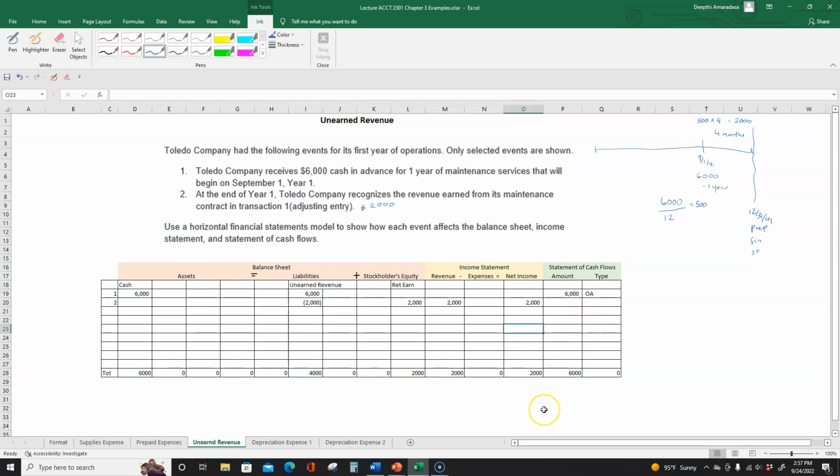Does this affect the statement of cash flows? No, it does not. There is no cash whenever we look at adjusting entries, so the statement of cash flows is not affected by this adjusting entry.